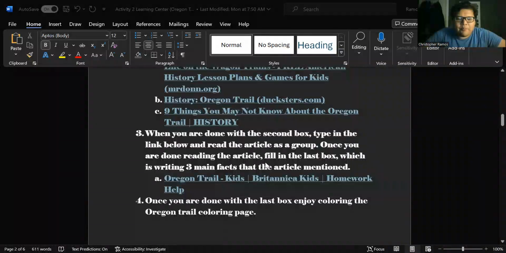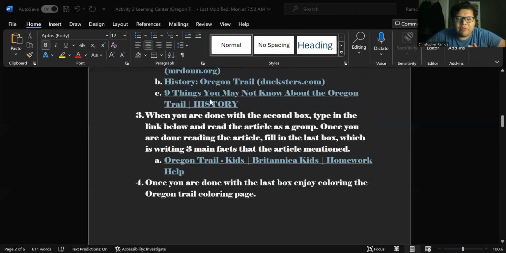And then once they're done with that second box, done with the links, and done the research a little bit, they're going to go to this article right here. It's a small article, it's not that big. Since they're going to be in groups, I want this part to be read aloud as a group.